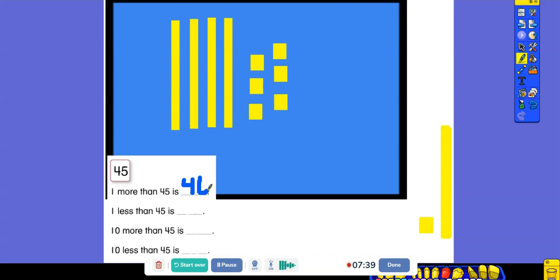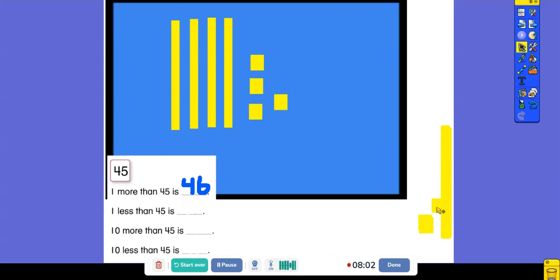Now, before I go to my next one, I'm going to go back to my original number. So I'm going to remove the 1 more. So I'm back to 45. Next, it says 1 less than 45 is. So again, 1 tells me to use my ones cube. Less tells me I'm taking something away. My number is going to get smaller.